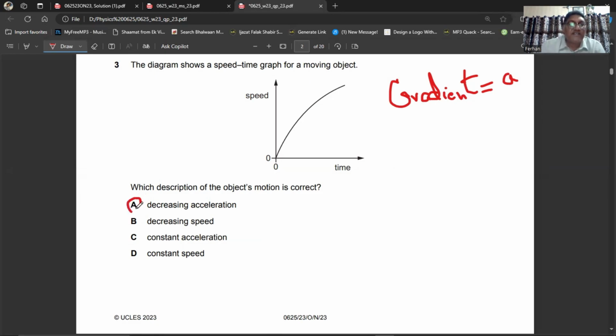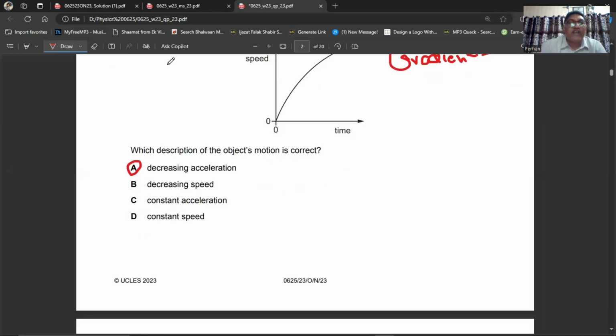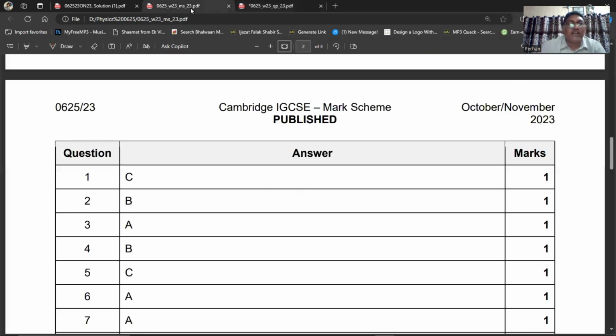Decreasing speed? No, the speed is gradually increasing. Constant acceleration? No. Constant speed? No. You see, this is a speed-time graph. In the speed-time graph, the gradient represents the acceleration. Because the gradient is gradually decreasing, that means the value of the acceleration is decreasing. So this is question number 3. A is the right option, sir.